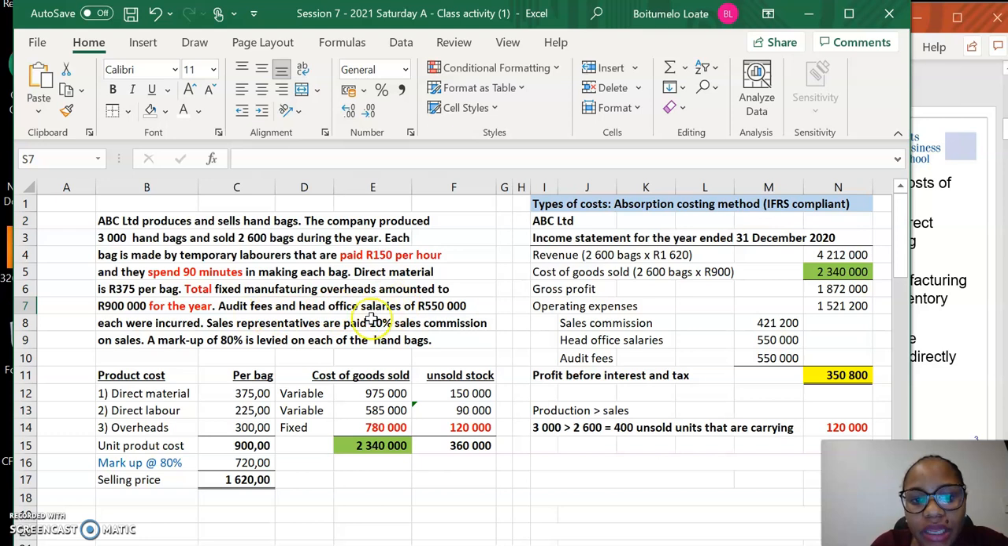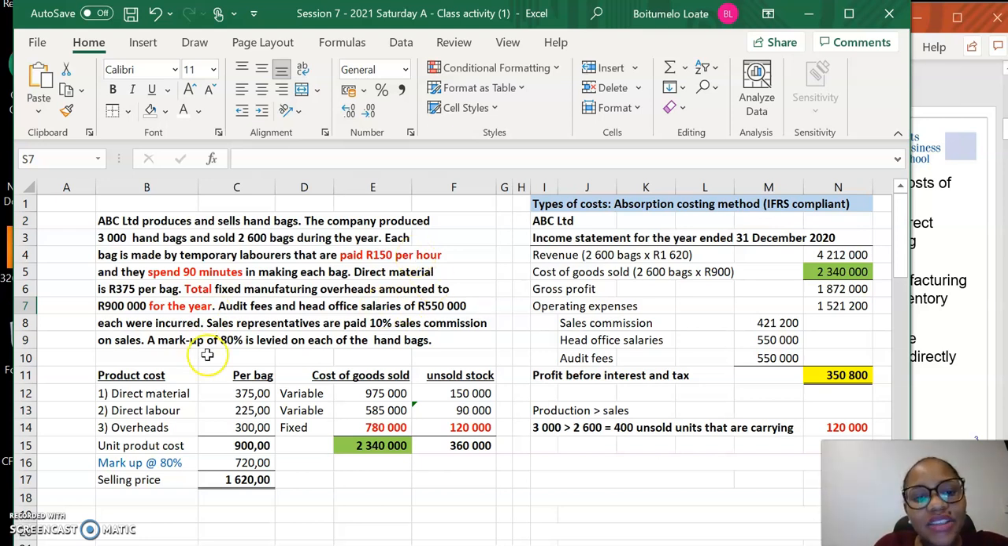Head office salaries: we're assuming that these head office guys are permanent employees, and you're paying them 550 altogether. It does not say that they are paid based on making each bag. So that's not a variable, that's a fixed cost. But now it says the sales representatives get commission only on the sales that are made. If I make more sales, I have to pay more commission. If I make fewer sales, I have to pay less commission.